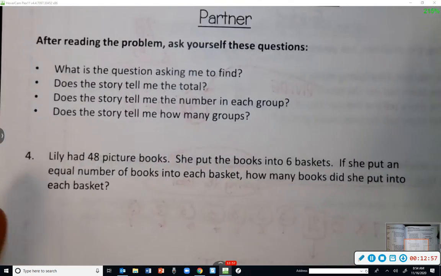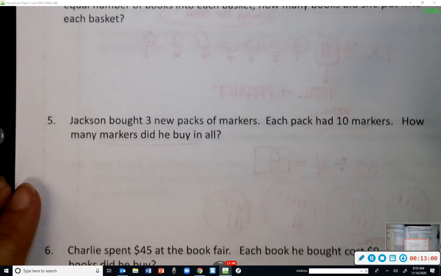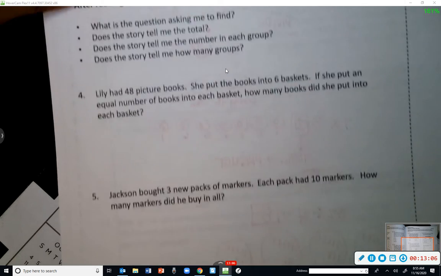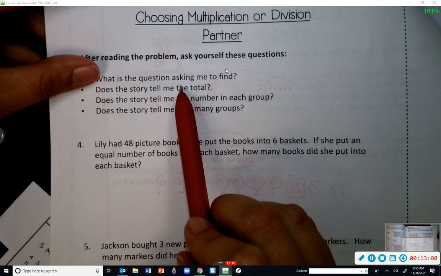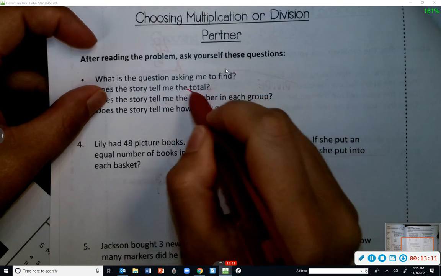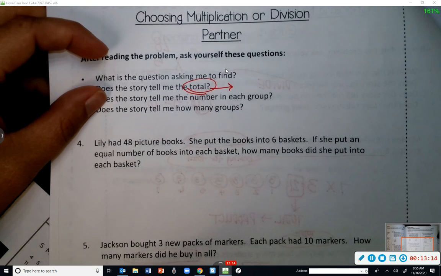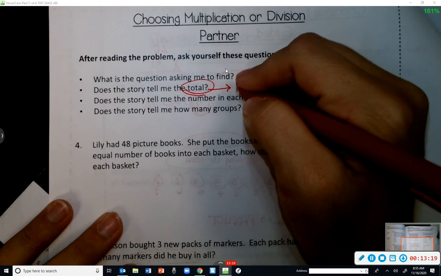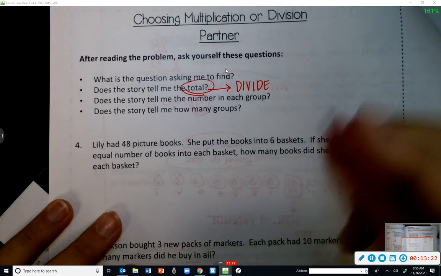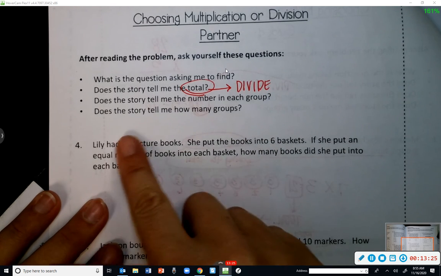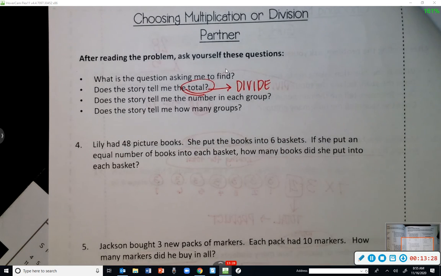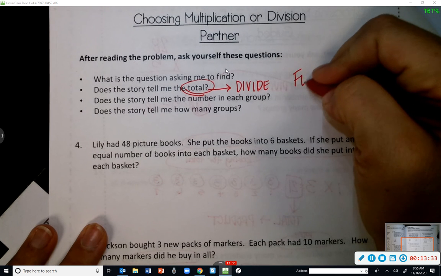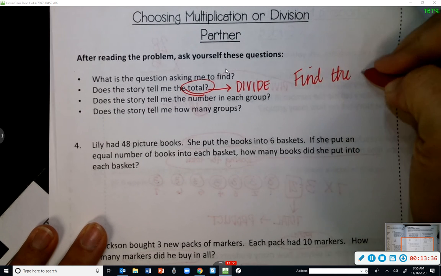So look, it's doing the same type of problems, 4, 5, and 6. So make sure you're asking yourself, what is the question asking me to find? Does it give me the total? If it does give you the total, what does that usually mean you're going to do? You're going to multiply. Nope. If it gives you the total, you will divide. Okay. If it asks you for how many groups or how many in each group, then you're dividing also. Okay. If it asks you to find the total, you're going to multiply. Find the total, that means you multiply.